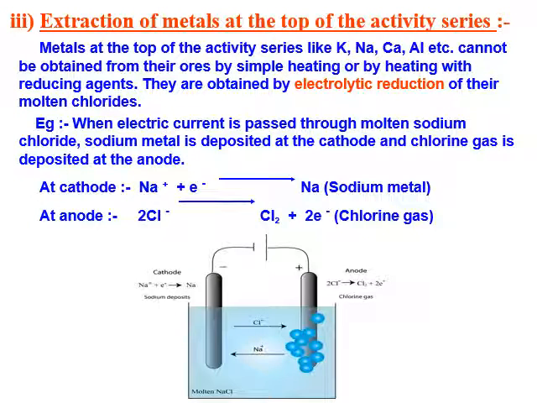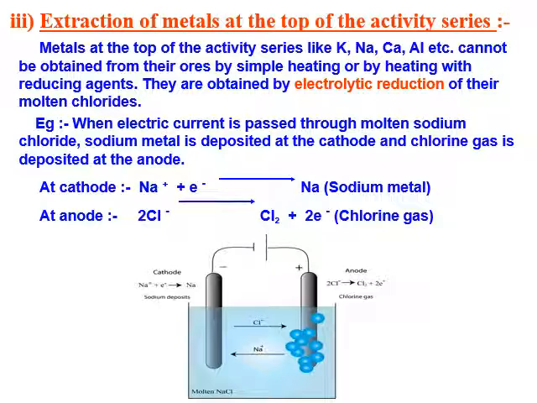Last is extraction of metals at the top of the reactivity series. Now, metals at the top of the activity series like potassium, sodium, calcium, aluminium, etc. cannot be obtained from their ores by simple heating or by heating with reducing agents. They are obtained by electrolytic reduction of their molten chlorides.